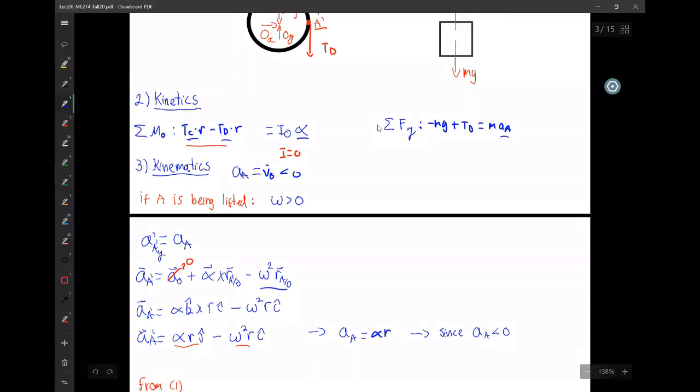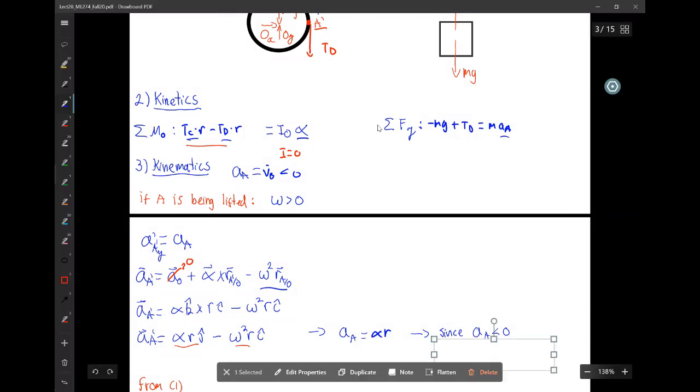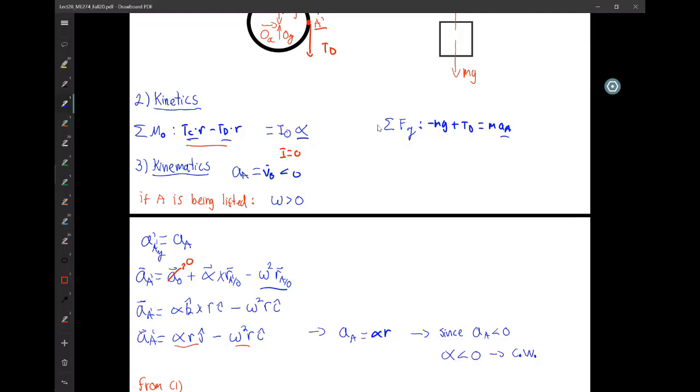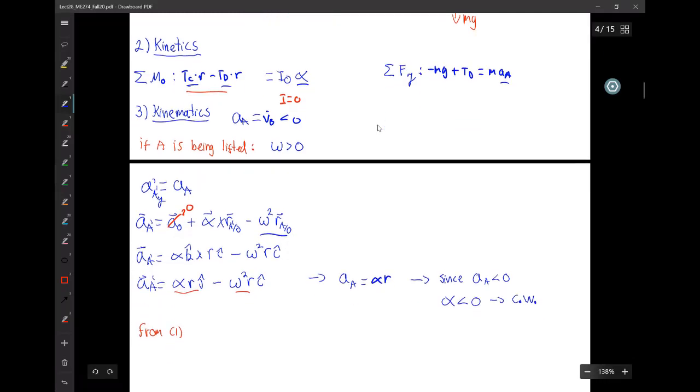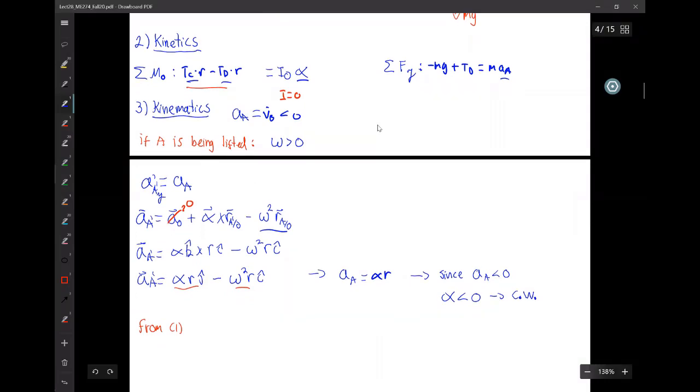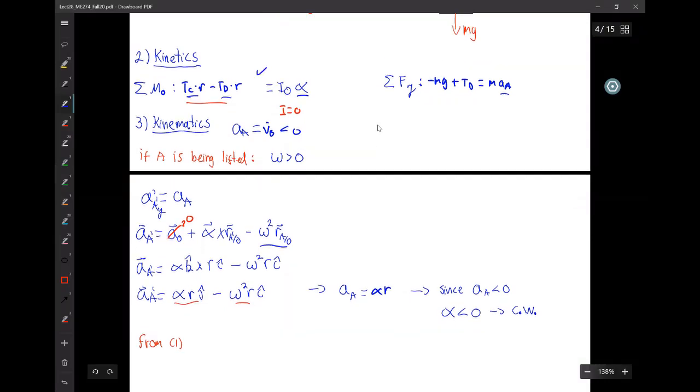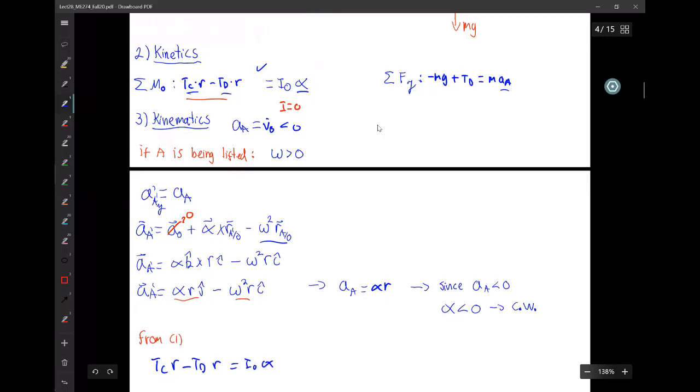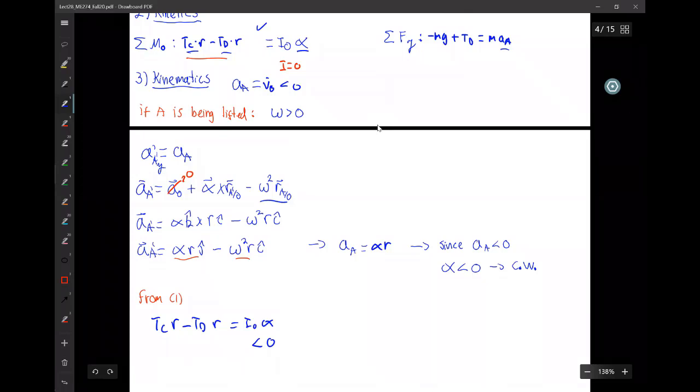So what does that mean? If A is negative, what do we know about the angular acceleration of the pulley? It is negative also, right? So it's clockwise. So that means that when we go back to our equation 1, if this is negative, then which is greater than the other one? So let's write it again. TCR minus TDR equals this. But we know that this side is less than 0. How can this happen?